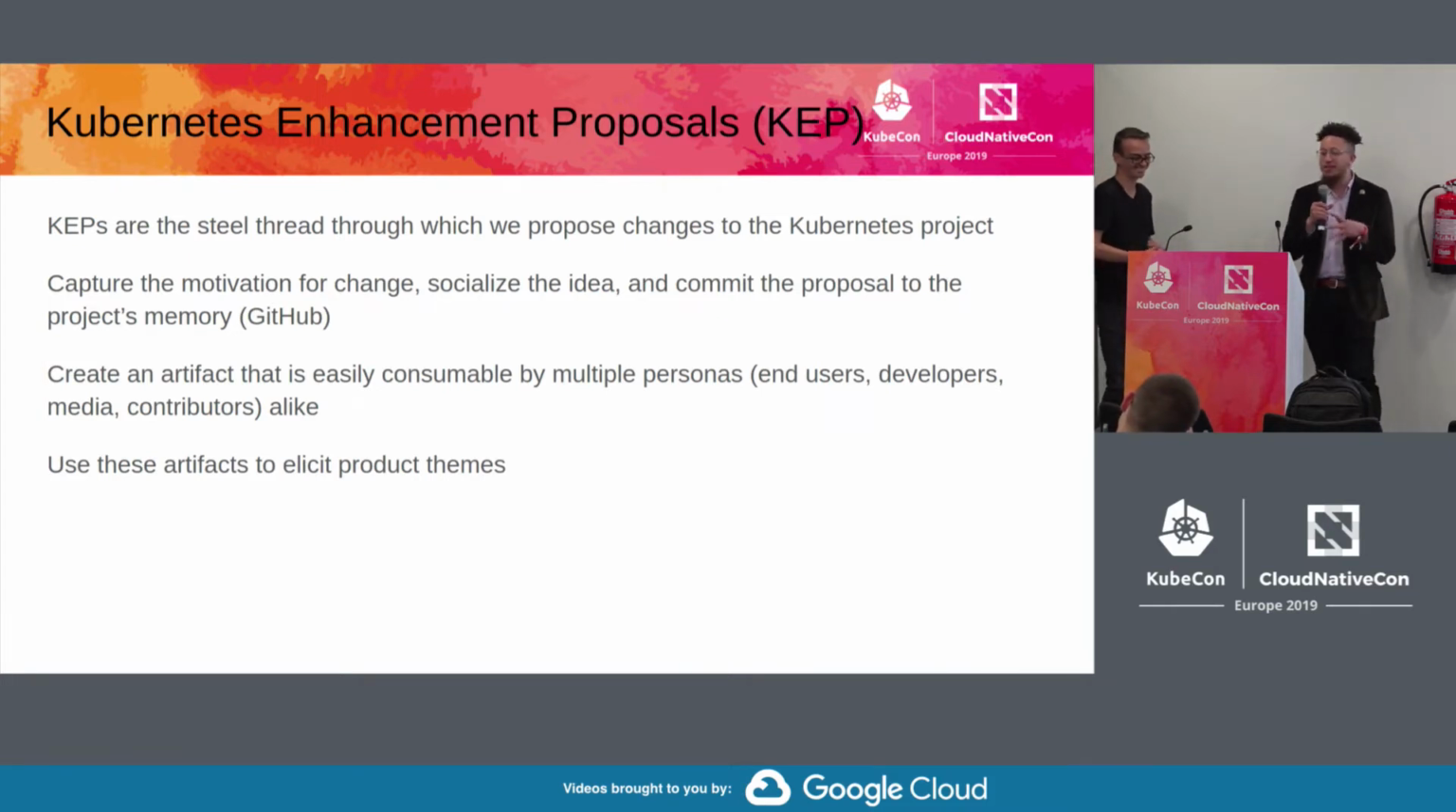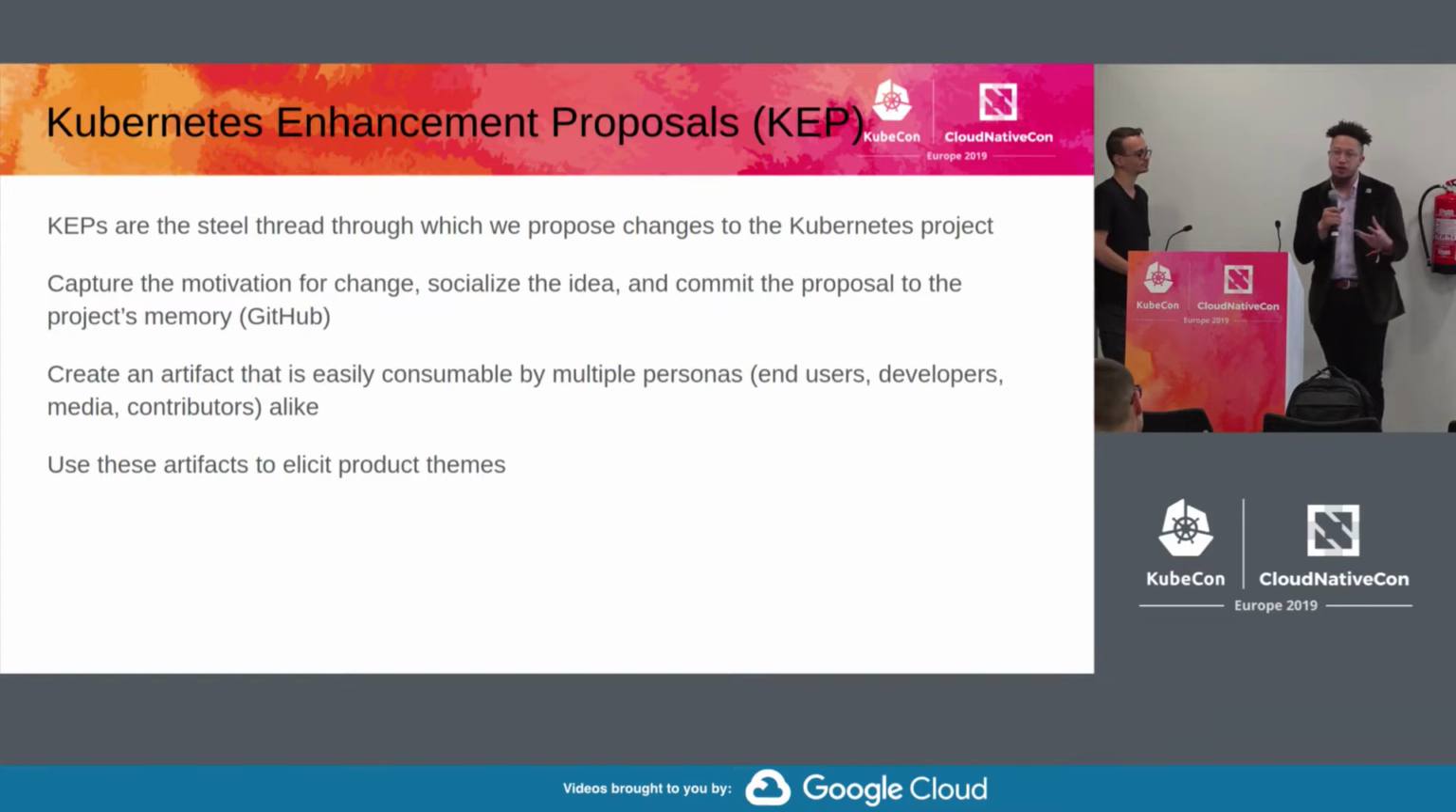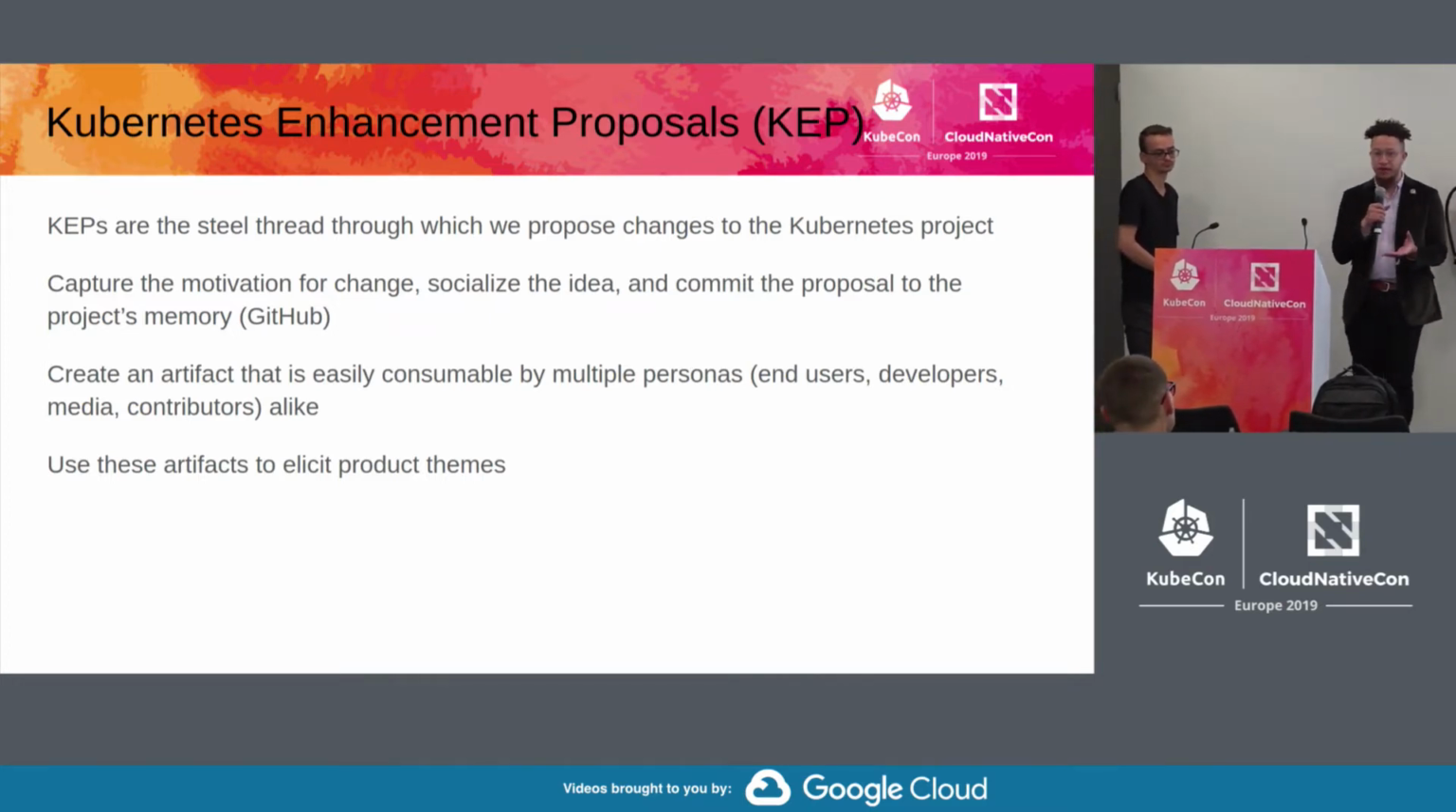Again, the idea is to capture the motivation for these changes, be able to socialize the idea, and actually make sure that we keep the history of this, so actually committing these ideas to GitHub so people can reference them in the future. We also want to make sure that we're creating an artifact that's consumable by not just developers, because commonly to understand what's going on in people's code, you have to go read their code. There are no docs written.